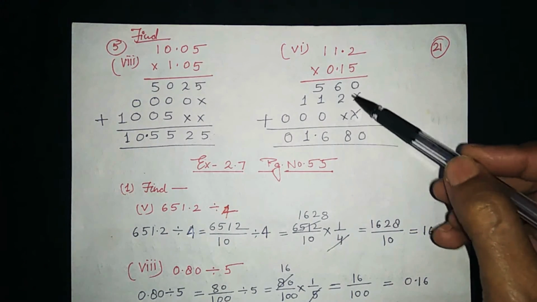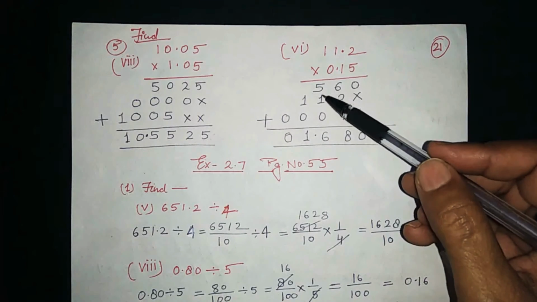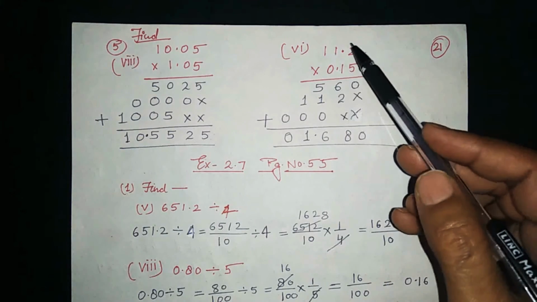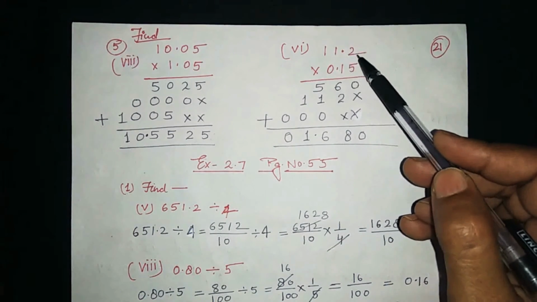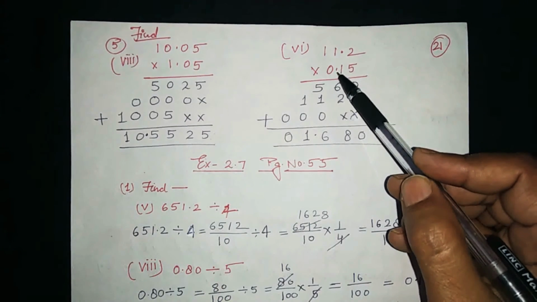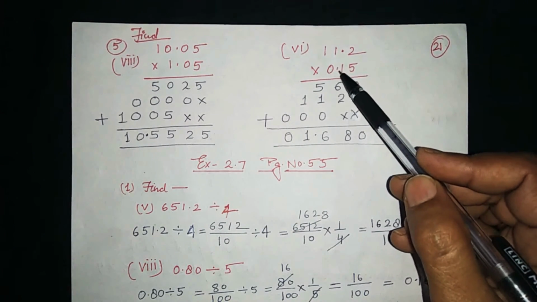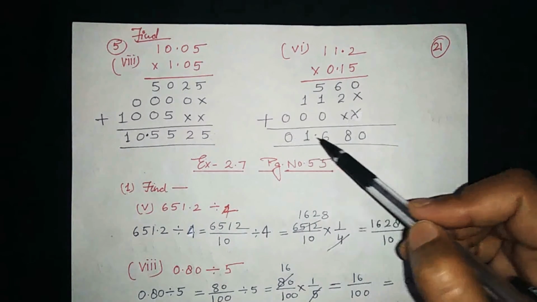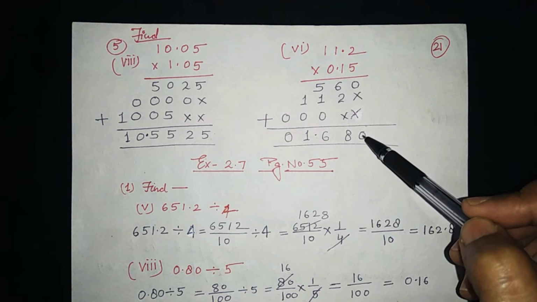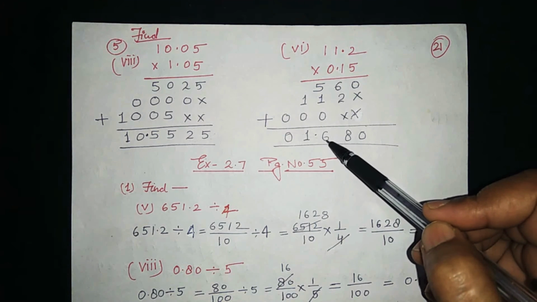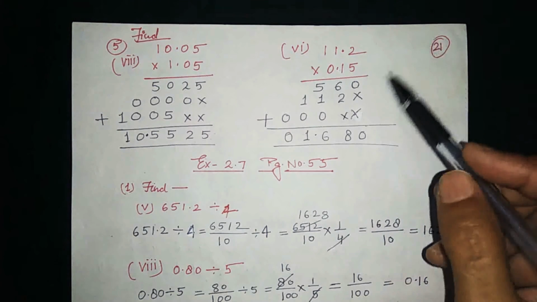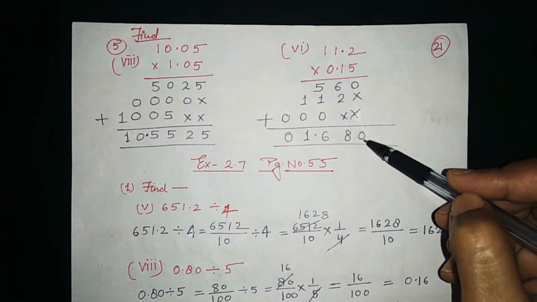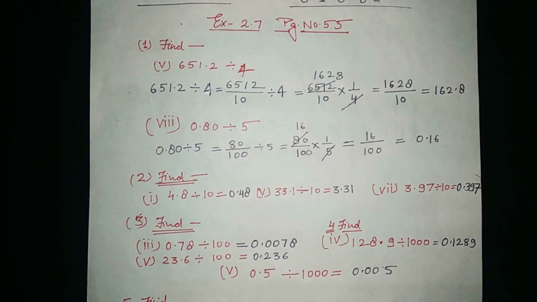Now we will add. 0, 6 plus 2 is 8, 5 plus 1 plus 0 is 6. Here 1 plus 0 is 1. Now in 11.2, after the decimal we can see only one digit, and in 0.15, after the decimal we can see two digits. So 1, 2, 3. So in the answer, what we have to do? We will leave 3 digits from the last and then we will put the decimal. So the number will be 1.680.